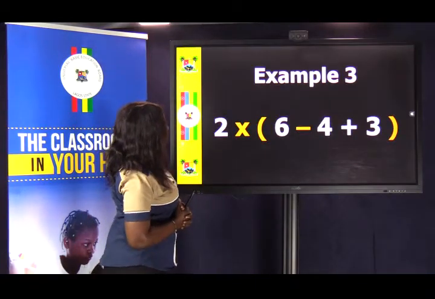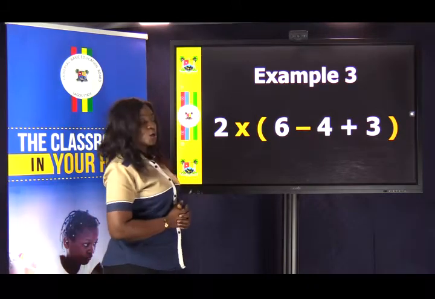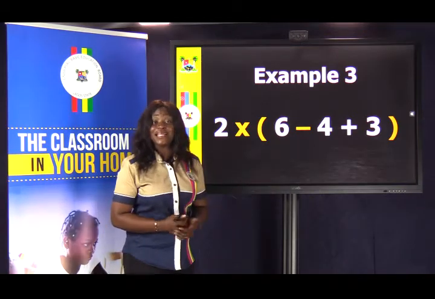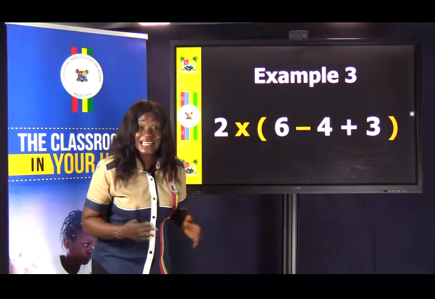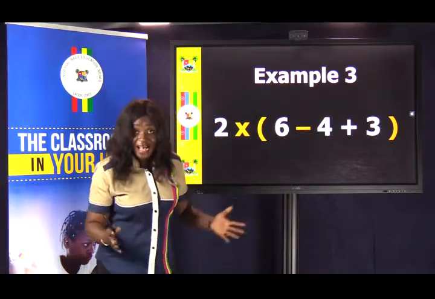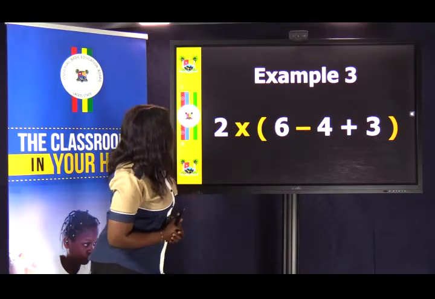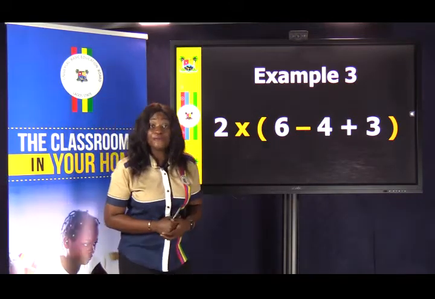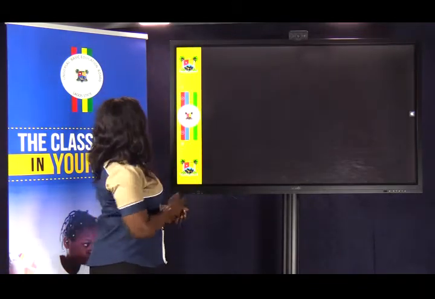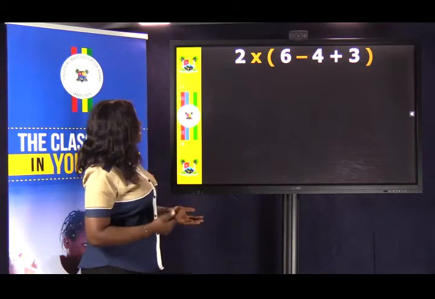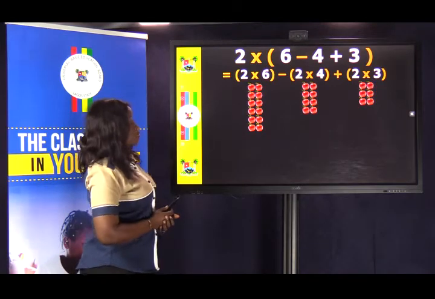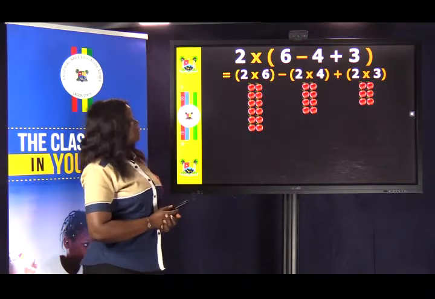2 times, open bracket, 6 minus 4 plus 3, close bracket. Auntie Tino, I can notice that the sign is changing place. Yes, the signs can be anywhere. That is why I'm telling you to make sure you take note of where your signs are. So now in this question, we have the subtraction sign coming before the addition. So what do we do? You use the number outside the bracket to multiply all the numbers in the bracket. So we have 2 times 6 minus 2 times 4 plus 2 times 3.